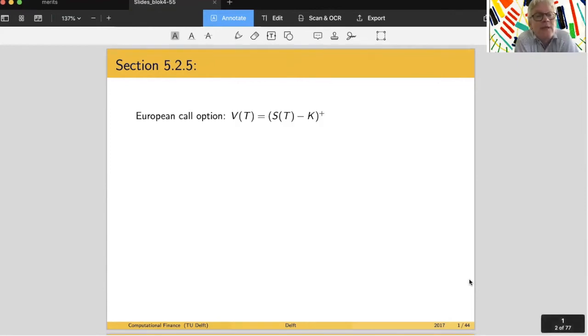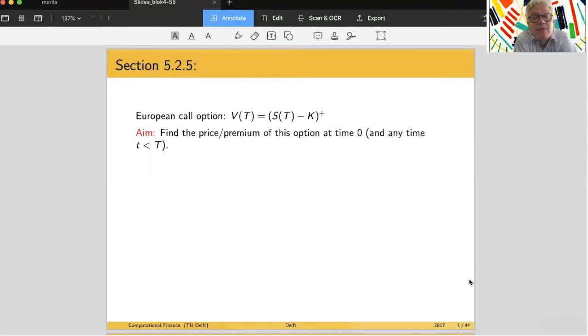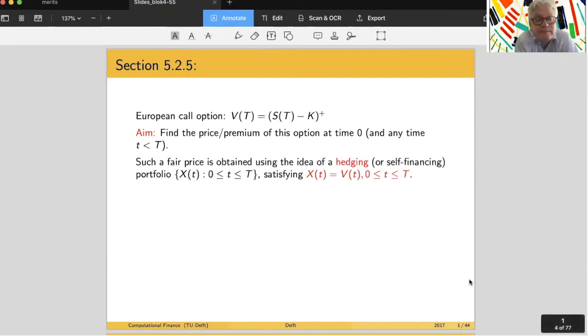Well, we are dealing with a European call option where we know the payoff, V at time capital T, is the maximum of S_T minus K and 0, denoted by (S_T minus K)^+. And the aim is to find the premium of the option at time 0, and particularly the value of the option at any time little t less than the maturity time capital T. Now this fair value, the fair price of the option, is obtained using the idea of hedging, a hedging portfolio or a self-financing portfolio.